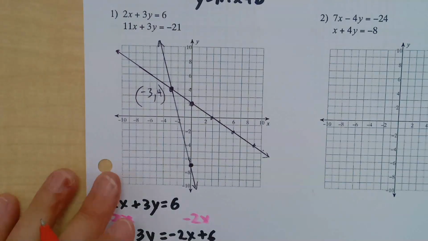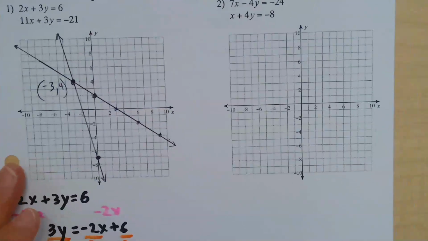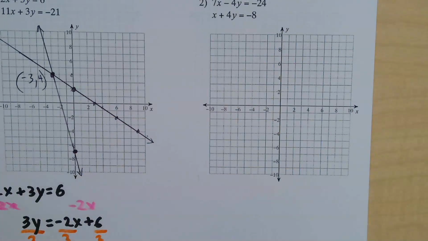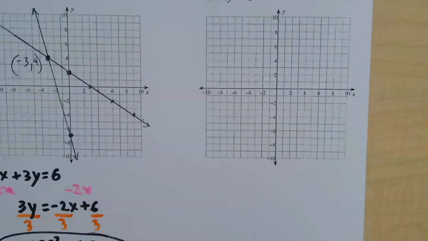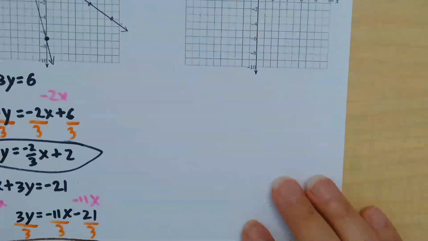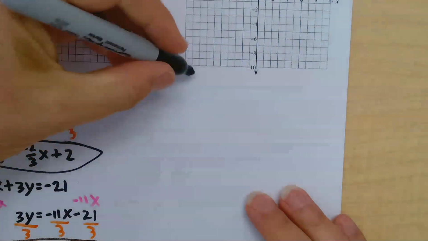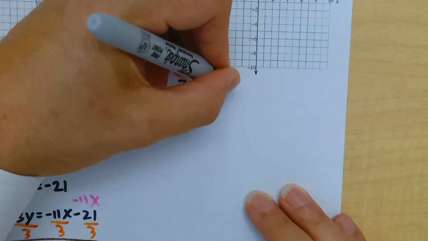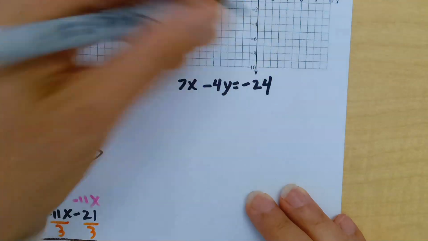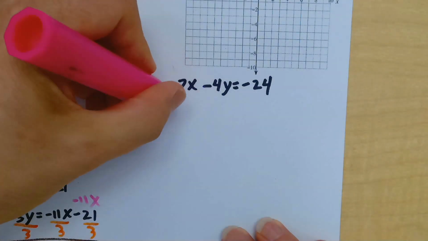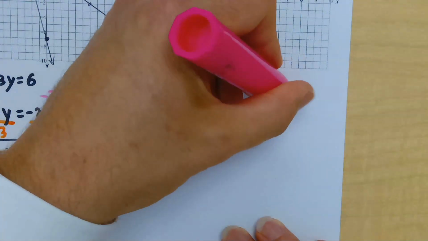Okay, so let's do another one here. I've got 7x minus 4y equals negative 24. I'm just going to rewrite it over here. 7x minus 4y equals negative 24. Okay, so first step, just like before, we're going to subtract 7x on both sides, minus 7x.